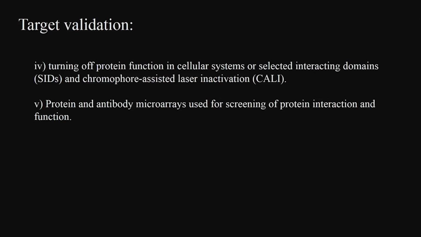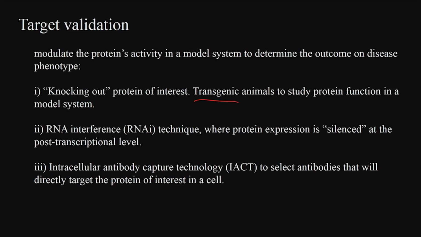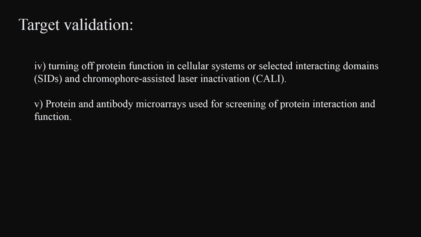So, a large number of approaches are available for target validation. First is target identification, but then you have to be very sure that it is your target of interest. There are many steps: knocking out the gene, which stops the production of the protein, then the protein expression is silenced, and then you produce antibodies which will go and bind very specifically to that particular protein, so that protein is not available.